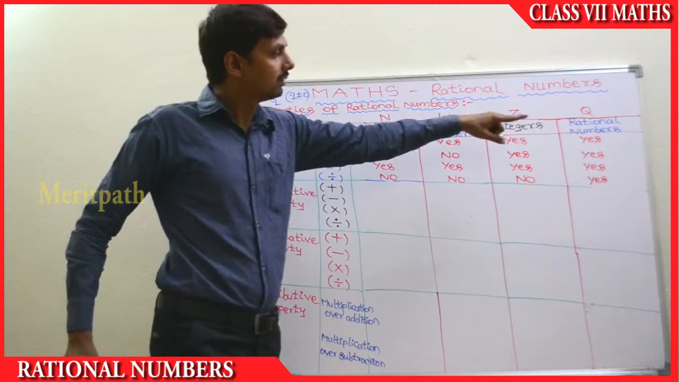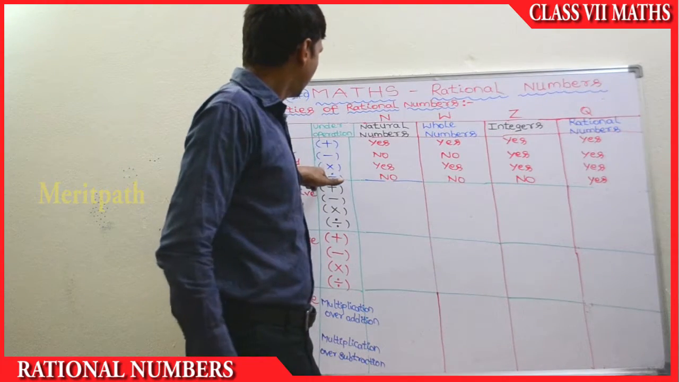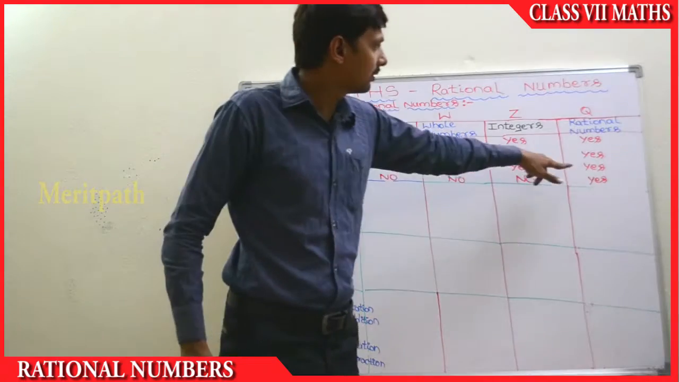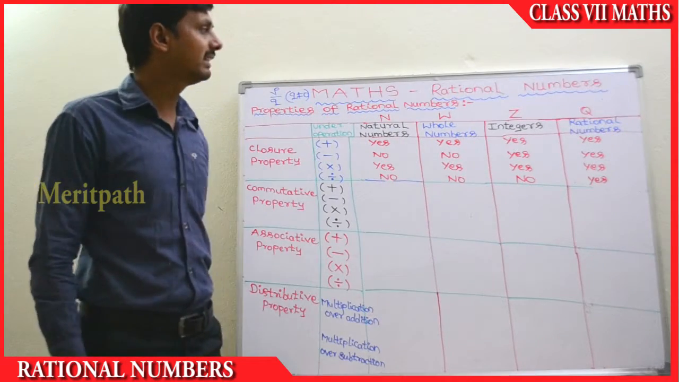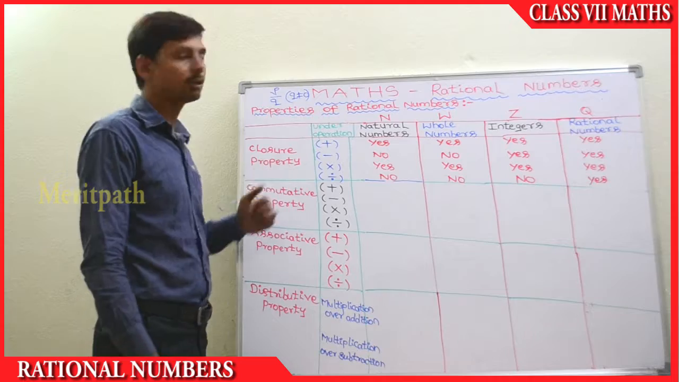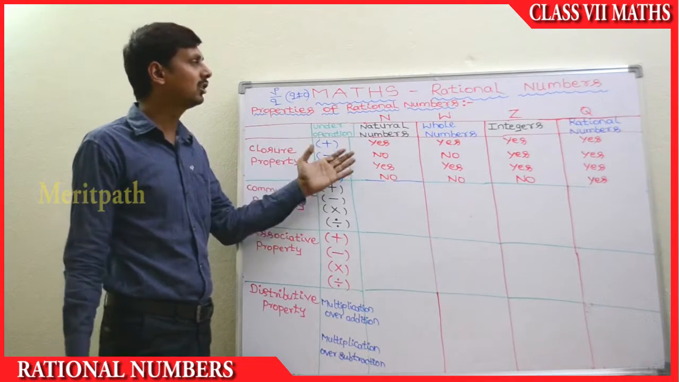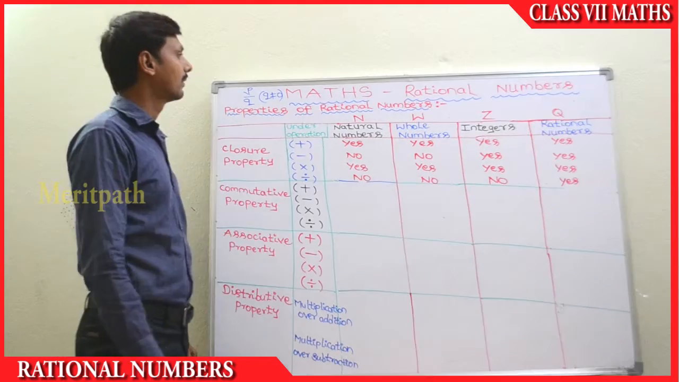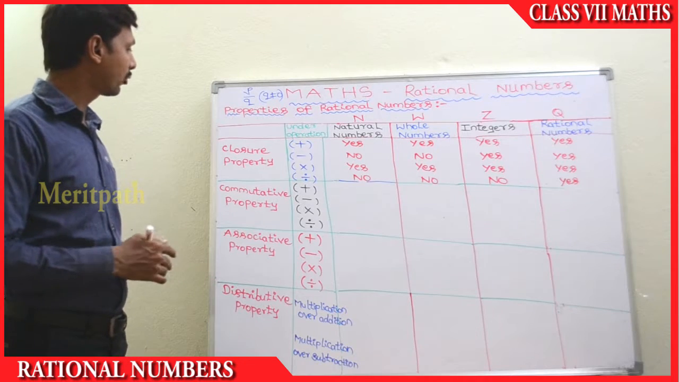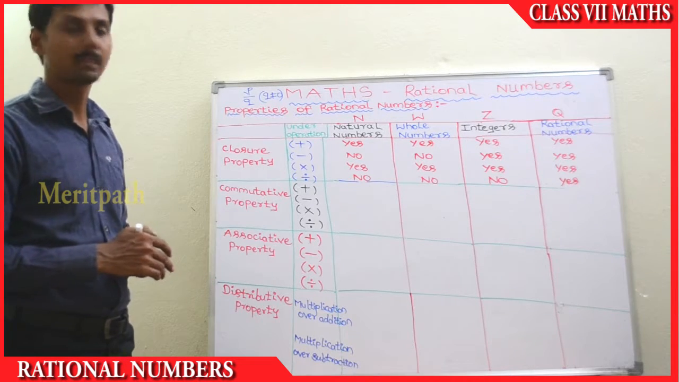Closure property of division of rational numbers, it's possible. So we have written yes. So until now we have completed only the closure property of natural numbers, whole numbers, integers, and rational numbers. So let's go to the next property, the commutative property.